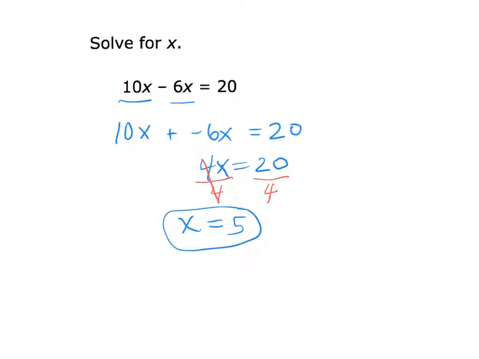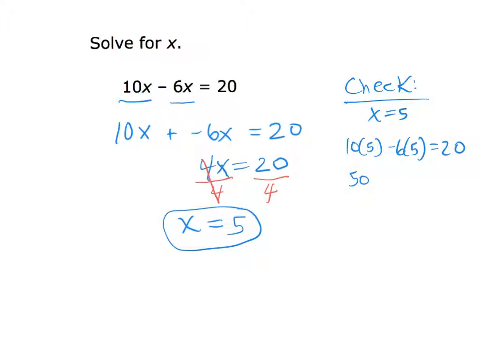Now, what we could also do, as always, is just do this check step to see is this true. If x really is 5, then 10 times 5 minus 6 times 5 should equal 20. 10 times 5 is 50. 6 times 5 is 30. And it turns out that that does equal 20. So it's always a good idea to do the check step.